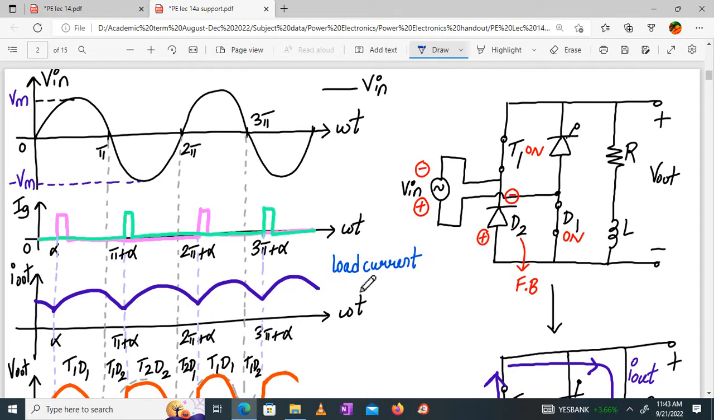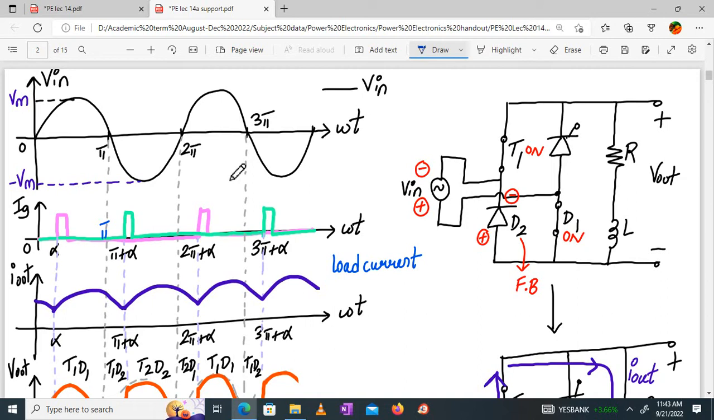Load current continuous. Fine. So now, whenever there is a continuous case, do not start with 0 to alpha. Start with alpha onwards. I'll explain why. So now explain the period between alpha and pi. What happens between alpha and pi? After alpha, what happens?